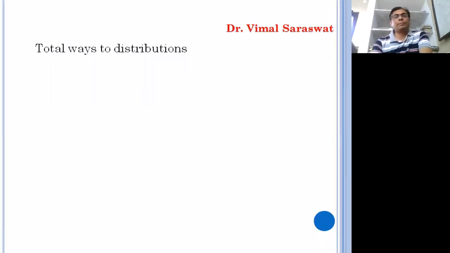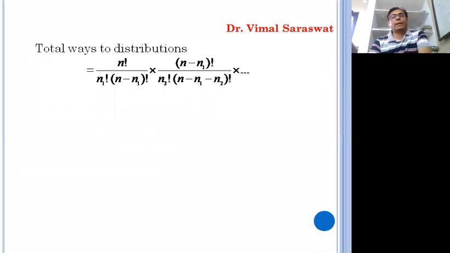To find the total ways of distribution, we multiply all the previous factors. So factorial N upon factorial N1 factorial N minus N1, into factorial N minus N1 upon factorial N2 factorial N minus N1 minus N2, into and so on. The factorial N minus N1 and factorial N minus N1 will be cancelled out, and this factorial N minus N1 minus N2 will be cancelled by a term which we have here. So the result of this equation will be factorial N upon factorial N1 factorial N2 factorial Ni.